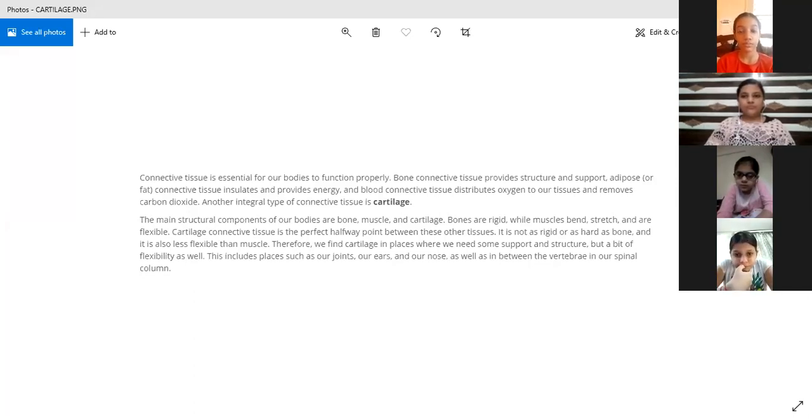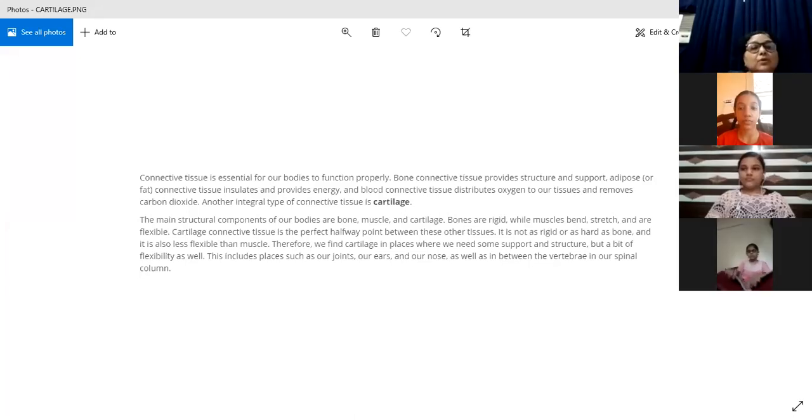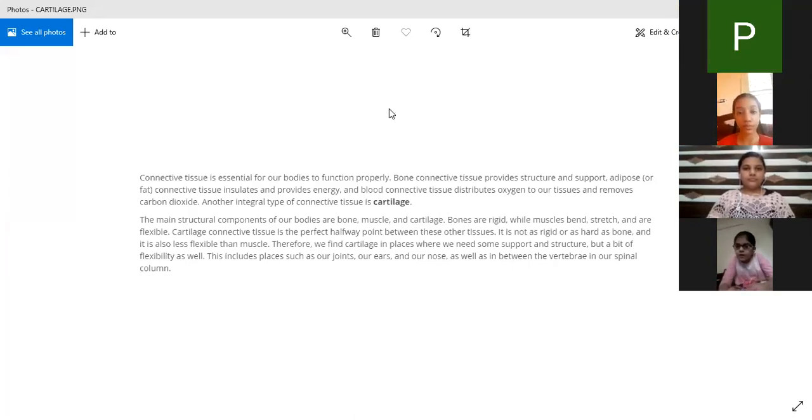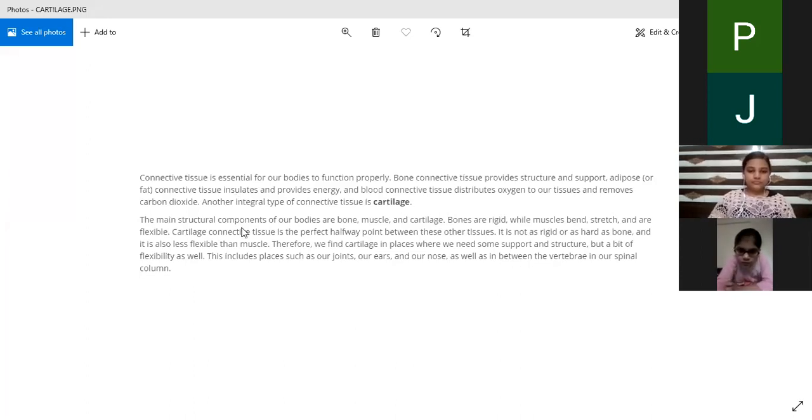Or fat. Adipose or fat. When you go to higher classes, you will not say fat. There you will say adipose tissue. Okay, beta, now read from here. Connective tissue insulates and provides energy, and blood connective tissue distributes oxygen to our tissues and removes carbon dioxide.